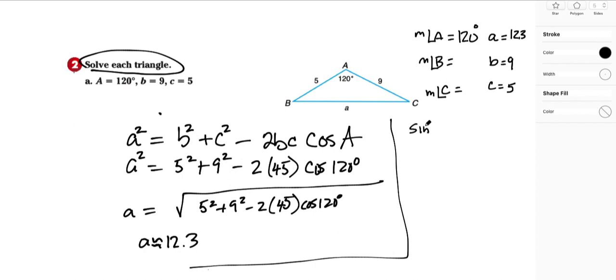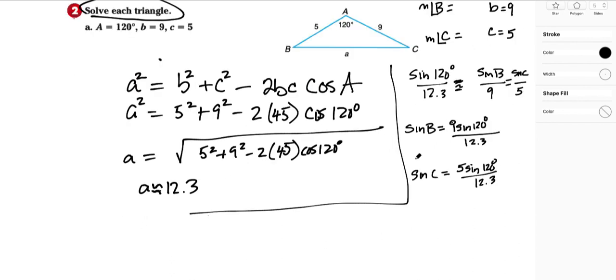So if I've got the sine of 120 degrees over 12.3 is equal to the sine of angle B over 9, that's going to help me out. And then I can do the same thing. It's equal to the sine of angle C over 5. So what I'll do is calculate this for each of these. So we get these two relationships here. If we just calculate a little bit, sine of B is going to be equal to this, and sine of C will equal 5 times the sine of 120 over 12.3.